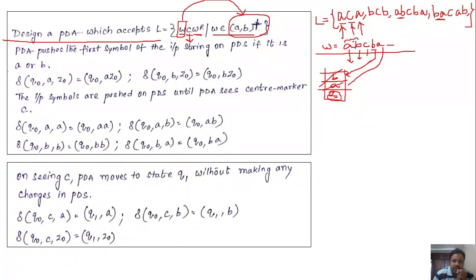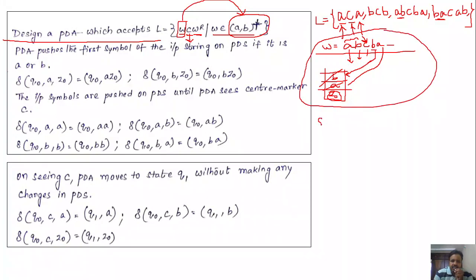Okay, so I think the problem and the solution are clear to you, right? Just push the symbols onto the stack until you get the character C. Once you get the character C, after it you have to process the input symbols and pop the stack. That means after seeing the input symbol C, for the next subsequent input symbols you have to pop the stack, right? So by seeing this example, we could write the transition functions.